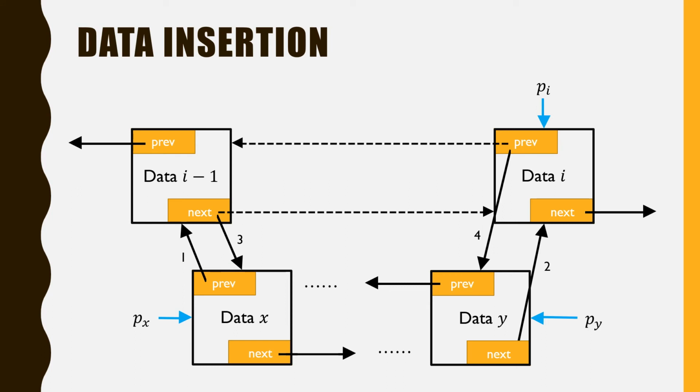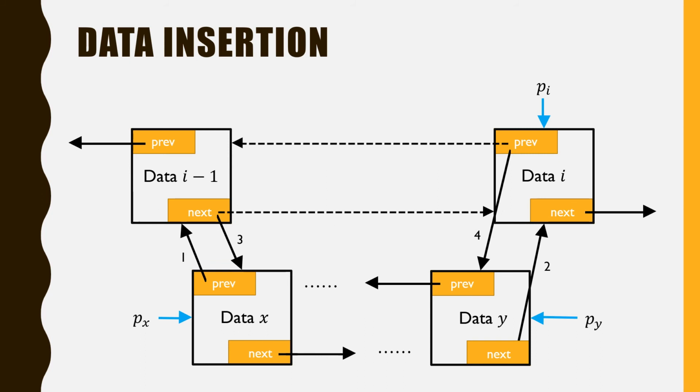In the more general case, we are trying to insert a segment of linked list that begins with the data element x and ends with the data element y. The insertion also contains 4 link changes and can be easily inferred from the single data element insertion case.